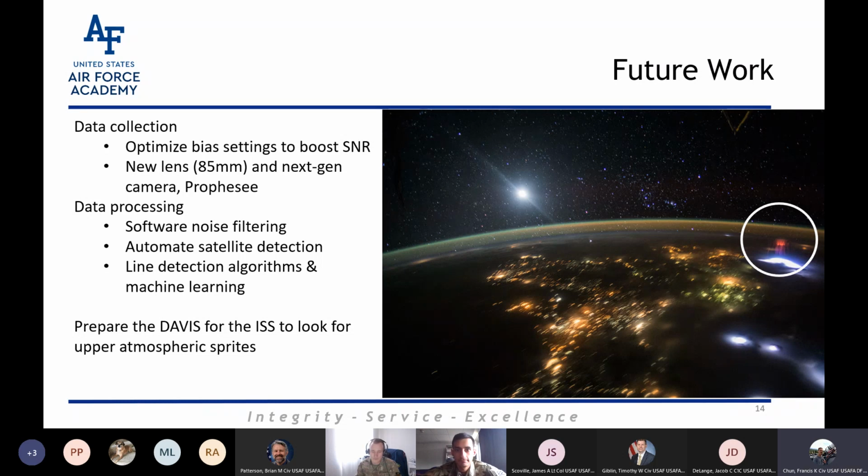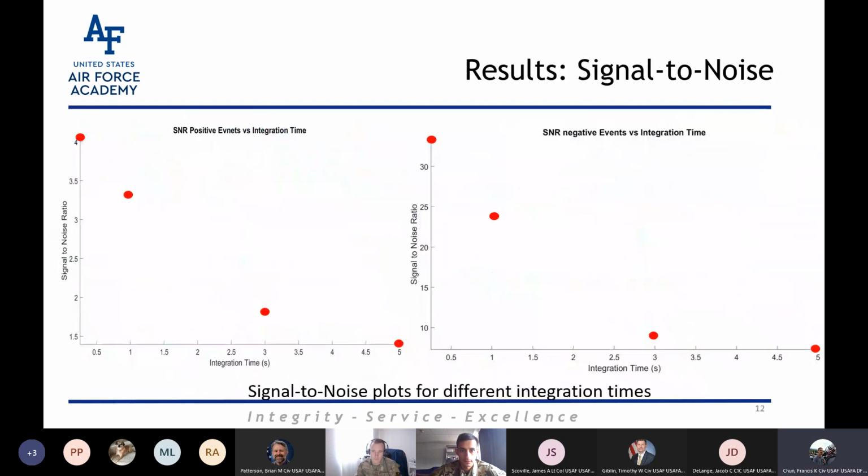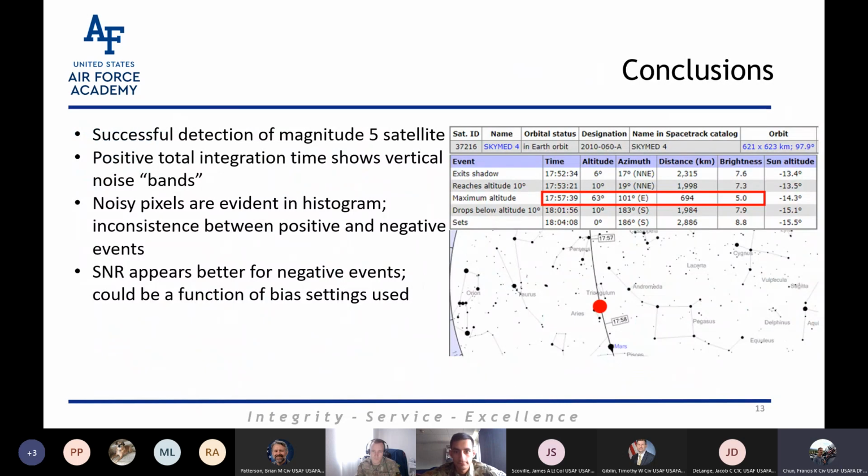And I assume if you go back to that slide that shows the table from some website. Yes, sir. That one. So the 5 magnitude is what they estimate the brightness of the satellite would be at the maximum altitude. Is that where you try to capture it, or did you capture it some other part of this orbit, of this pass over the telescope? I believe we captured it at a different point. I don't think we were necessarily looking at the max altitude.